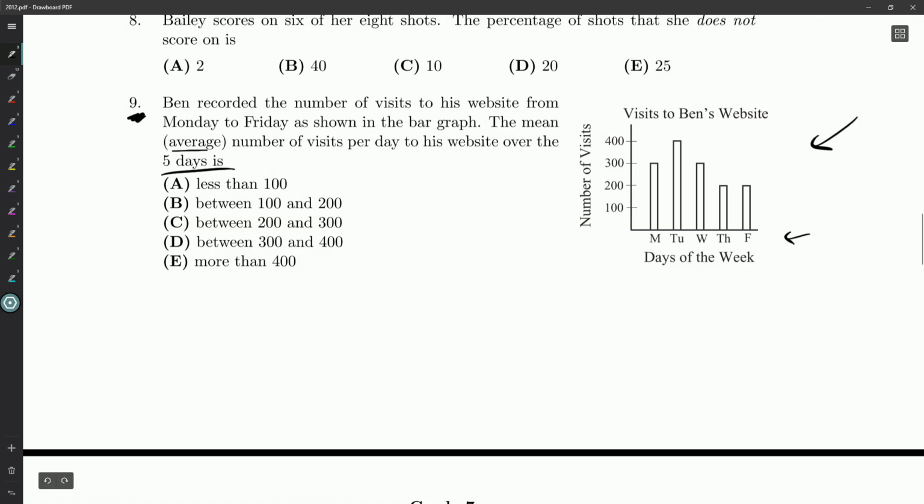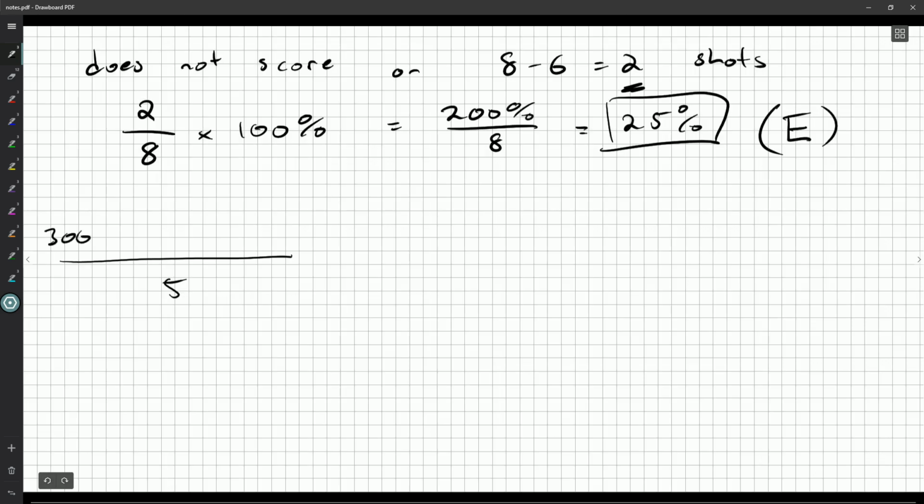So if we read the bar graph, we can see Monday got 300 visits, Tuesday got 400 visits, Wednesday also had 300, and both Thursday and Friday had 200 visits. So we've got 300 for Monday, 400 for Tuesday, 300 for Wednesday, 200 for Thursday, and 200 for Friday.